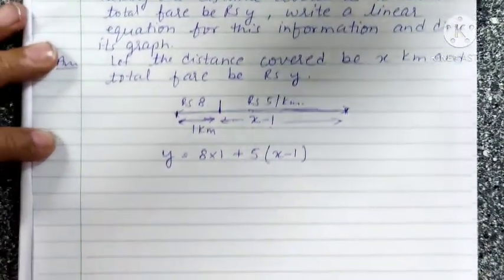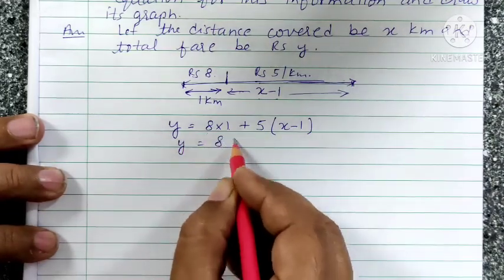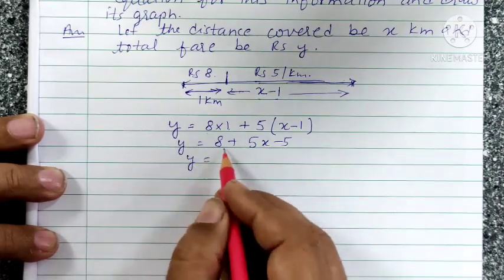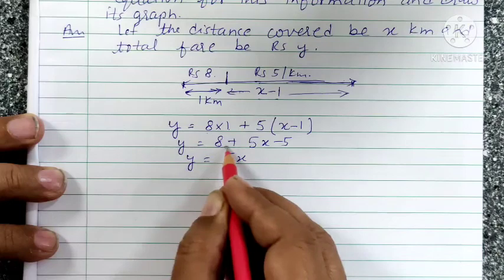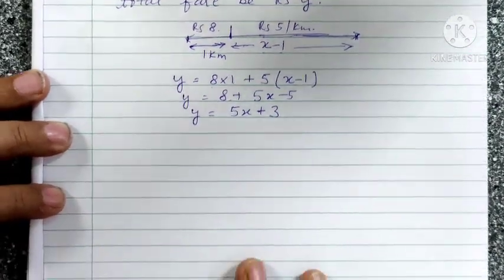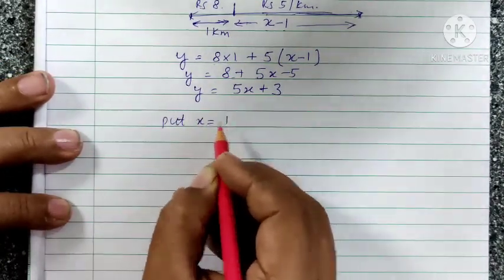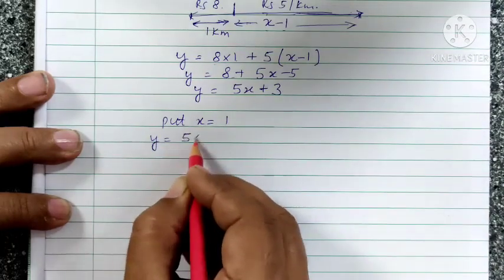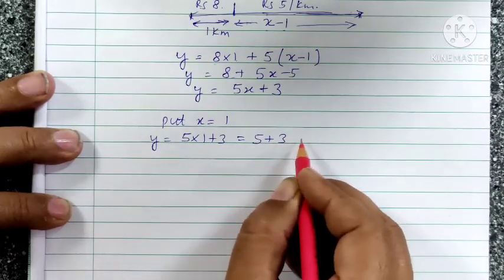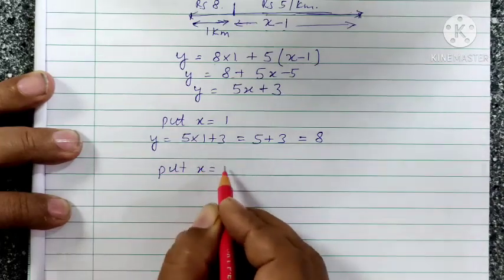Now let us solve this equation. y is equals to 8 into 1 is 8 plus 5 into x, 5x minus 5. Now we'll simplify this equation. This will become 5x, and 8 minus 5 is 3. Now we'll put the value of x equals to 1. Put x equals to 1. So y will be equals to 5 into 1 plus 3, that is 5 plus 3, that is equals to 8. Now put x is equals to 2.